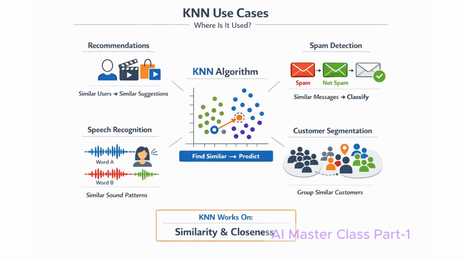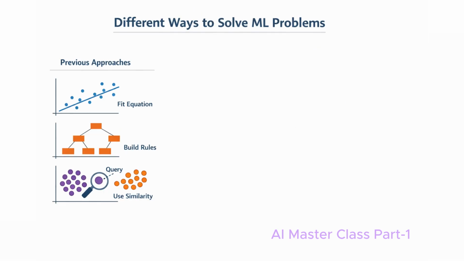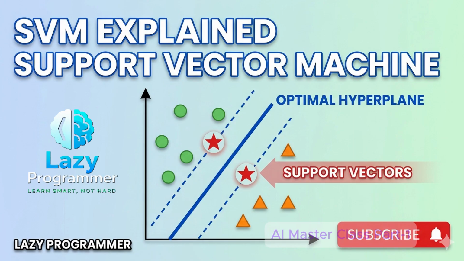So now, till this point, we have seen different ways of solving problems. Some models try to fit equations, some try to build rules, and some rely on similarity.